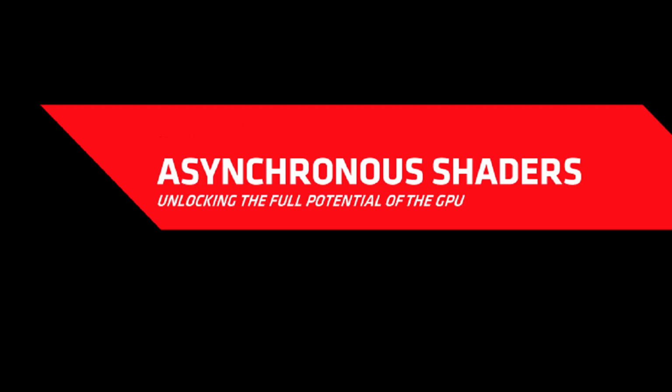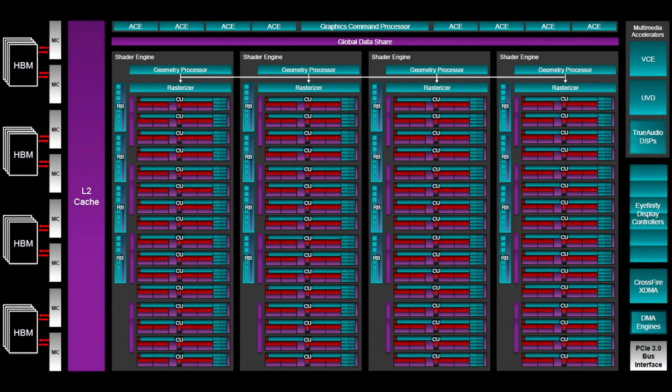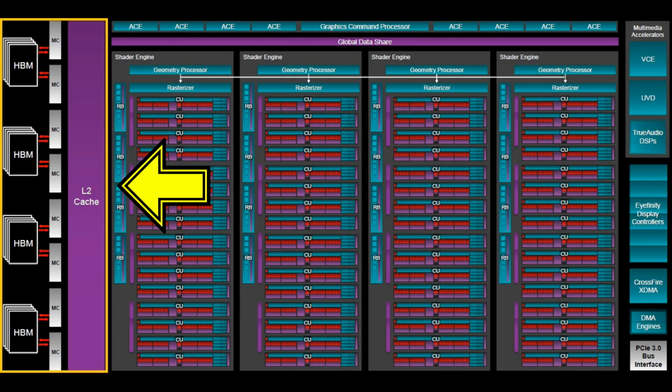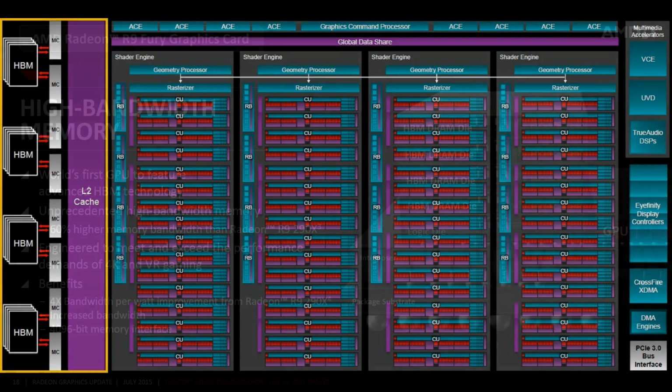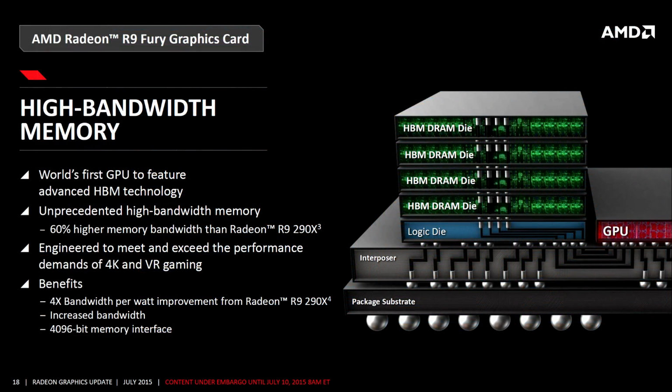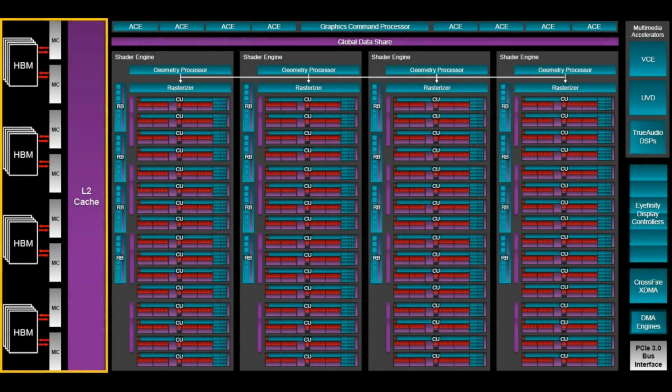So let's start by having a look at a GPU block diagram. This here is the layout of AMD's Fiji GPU. This one in particular is for the R9 Fury X. Along the left hand side, the highlighted part in yellow is all the memory stuff, which on the GPU itself means the memory controllers and the L2 cache. The memory controllers are what connects the card to the HBM, and the information that is most used remains in the L2 cache for faster access.